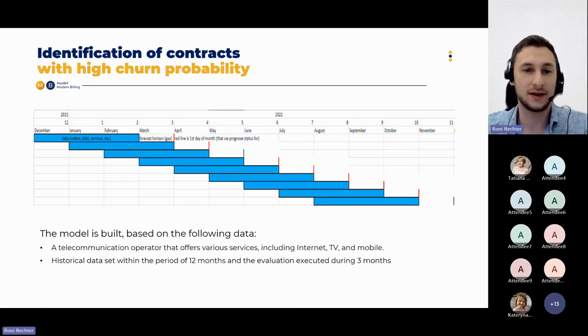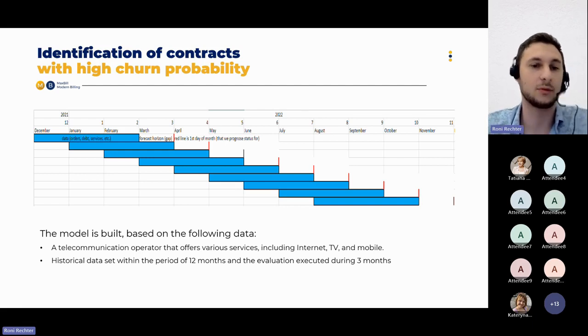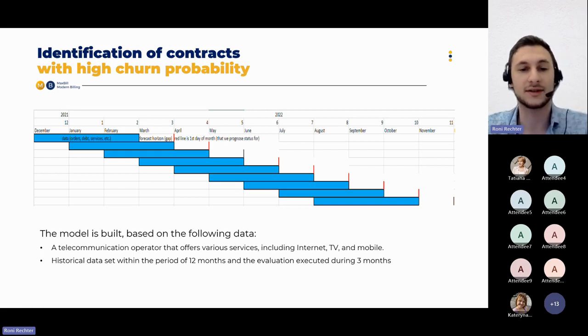How do we identify the contract with high churn probability? This model is trained on data from a telecommunication operator that offers various services such as internet, TV, and mobile. We have a historical data set of 12 months, and we pass evaluation on 3 months. If you can see in the diagram, we have chunks. Each chunk represents 3 months on which we train and evaluate the model.